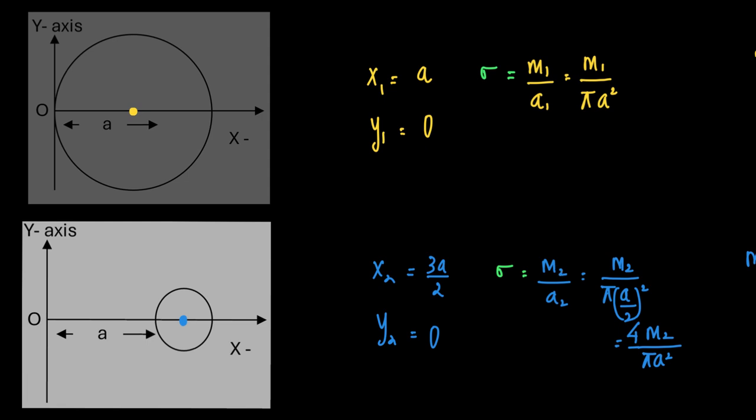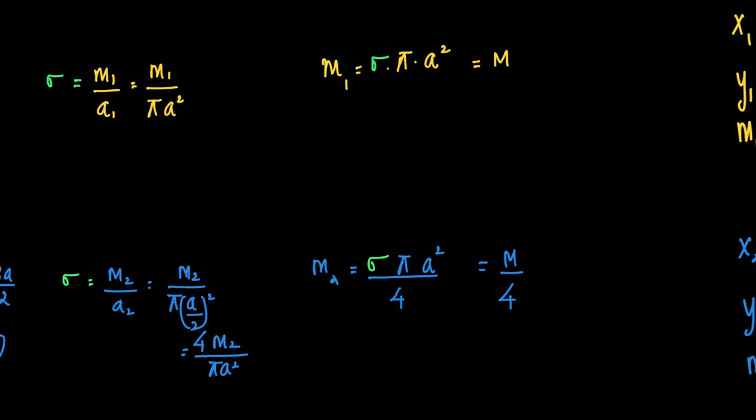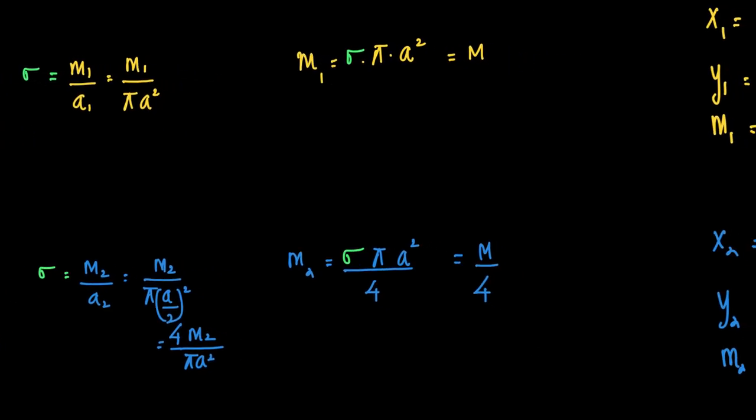Now what is m1 from here? We can write that m1 from this expression is equal to sigma into pi a square. Let us assume that to be capital M. What is m2 from this expression? m2 is equal to sigma into pi a square by 4.